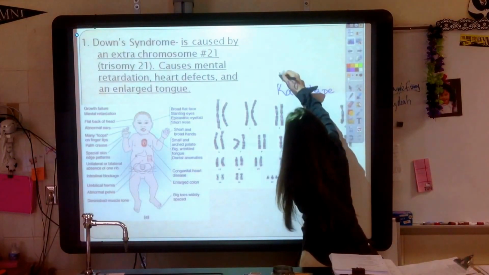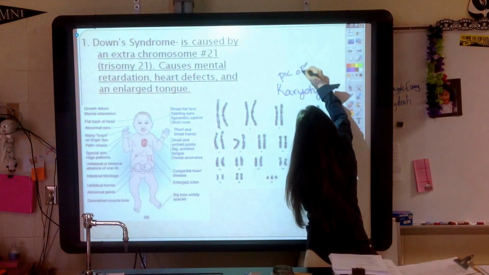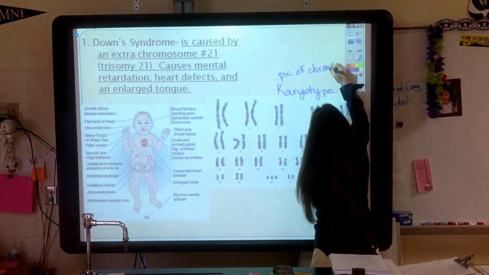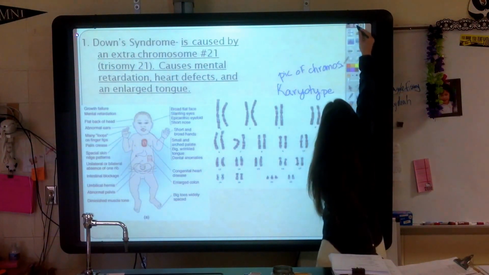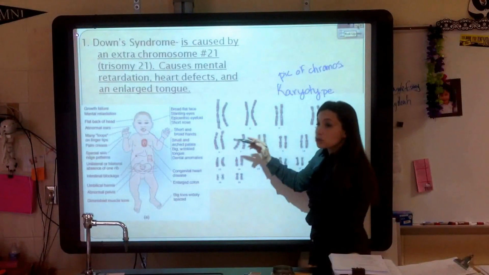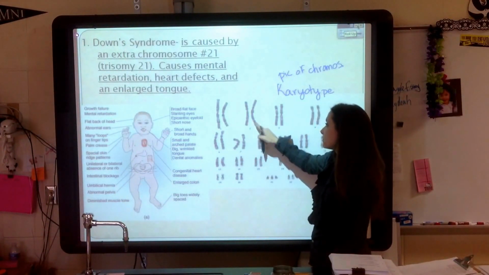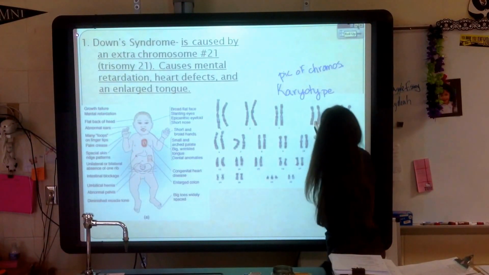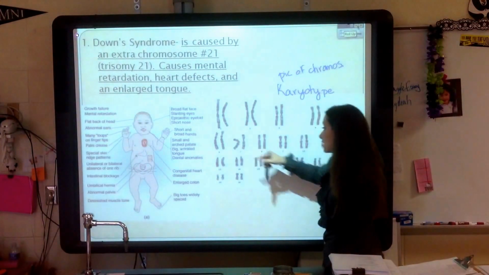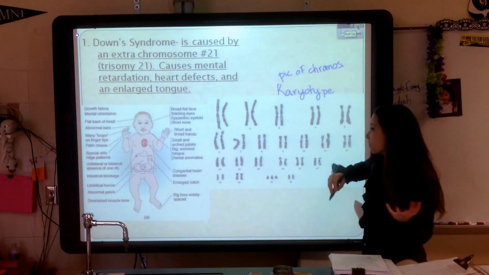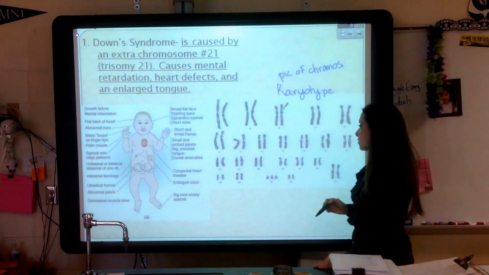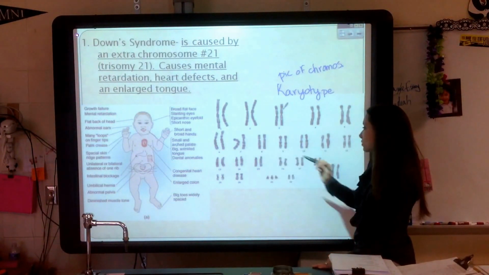It's a picture of the chromosomes. And you're supposed to have 2 of each. 2 of number 1, 2 of number 2, 2 of number 3, 2 of number 4, 5, 6, 7. Sometimes they're kind of bent over. They have different banding patterns, but you're supposed to have 2 of each one.